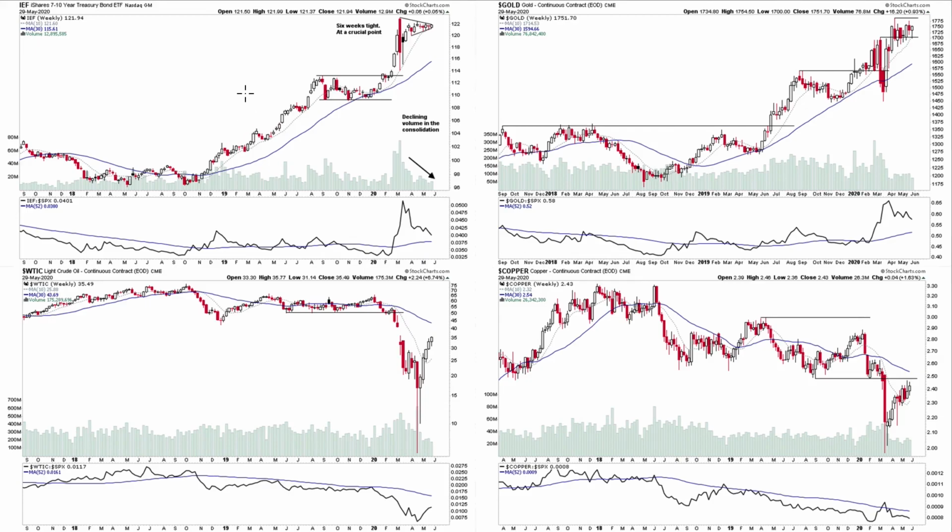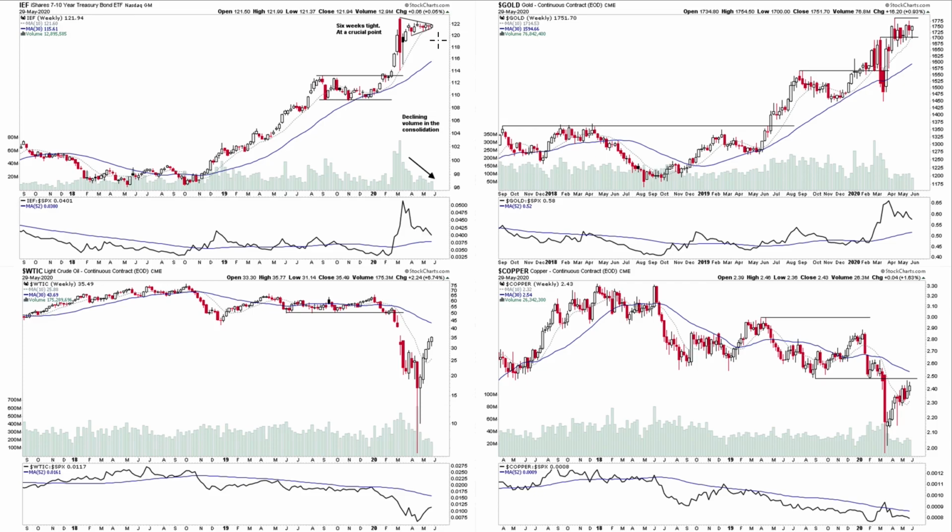Okay, next we've got the Treasuries chart on the left here. This is the 7 to 10 year Treasuries. It's now been tight for 6 weeks in a row, very, very tight, and still trading very close to the highs. Obviously this is reaching a crescendo now that it's going to break one way or another.